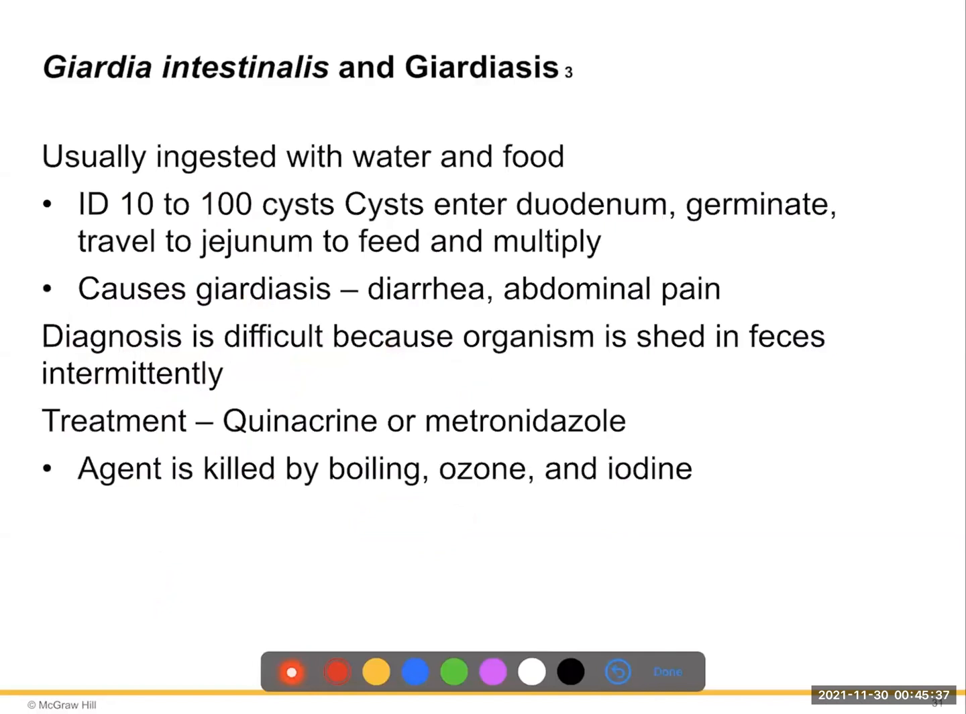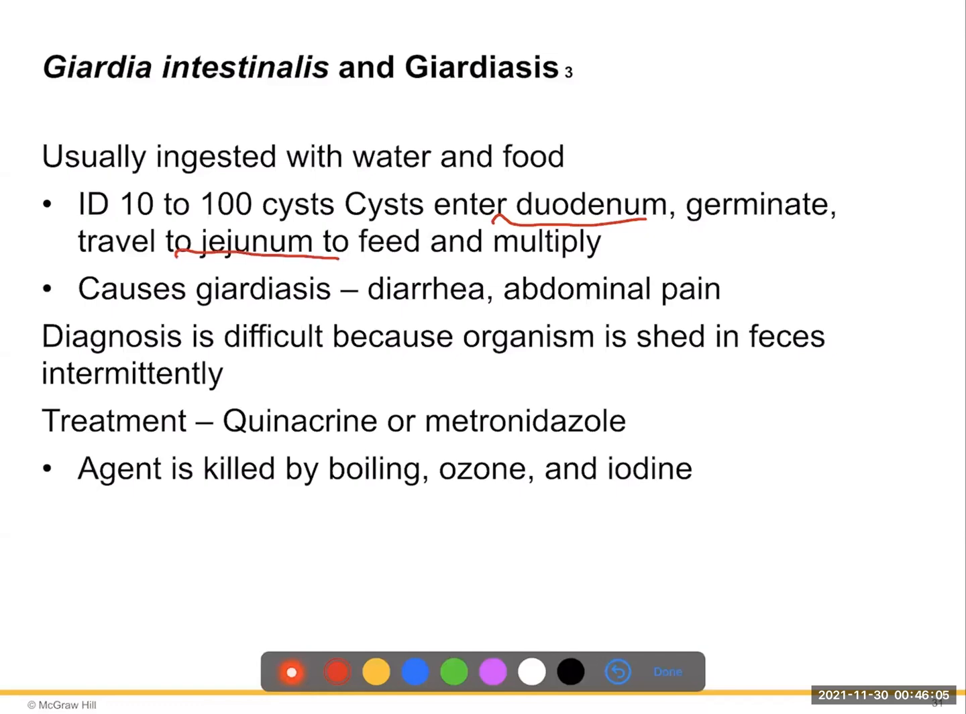It's usually ingested within water and food. ID is 10 to 100 cysts. The cysts enter the duodenum. They germinate there. They travel to the jejunum to feed and multiply. That's all in the small intestine still. Remember, cysts enter the duodenum, because stomach goes to the duodenum, duodenum goes to the jejunum, and jejunum goes to the ileum. Those are the three portions of the small intestine: duodenum, jejunum, and the ileum. Okay, but they adhere in the small intestine.